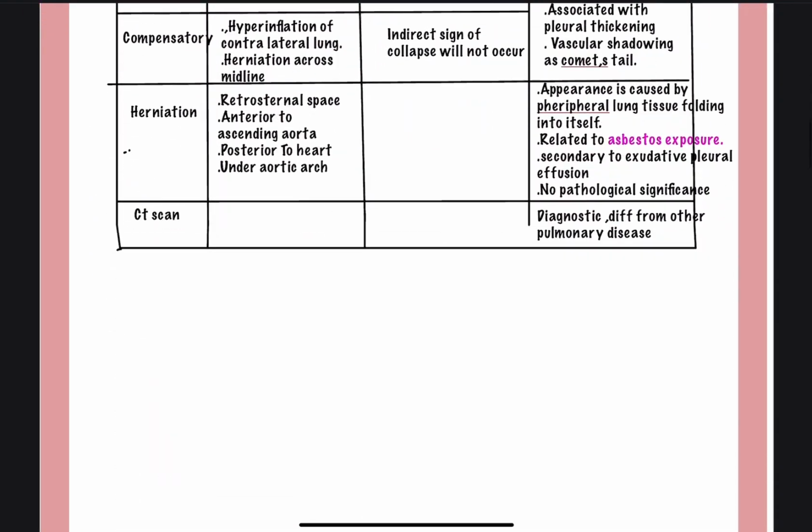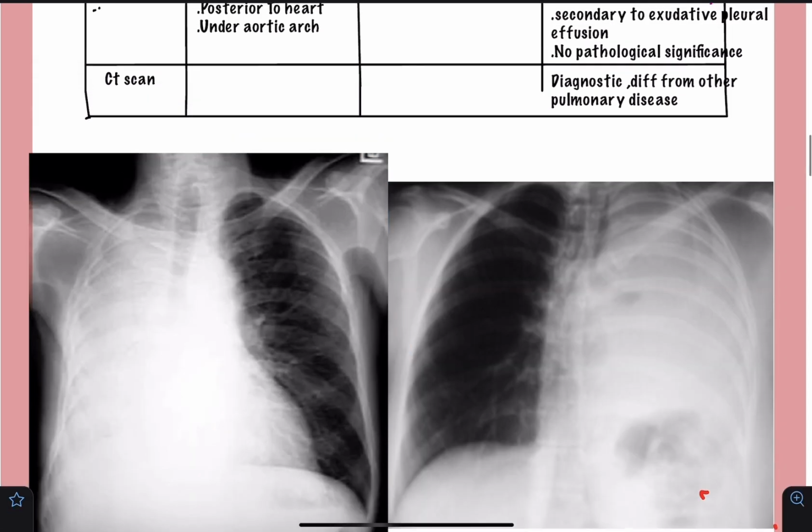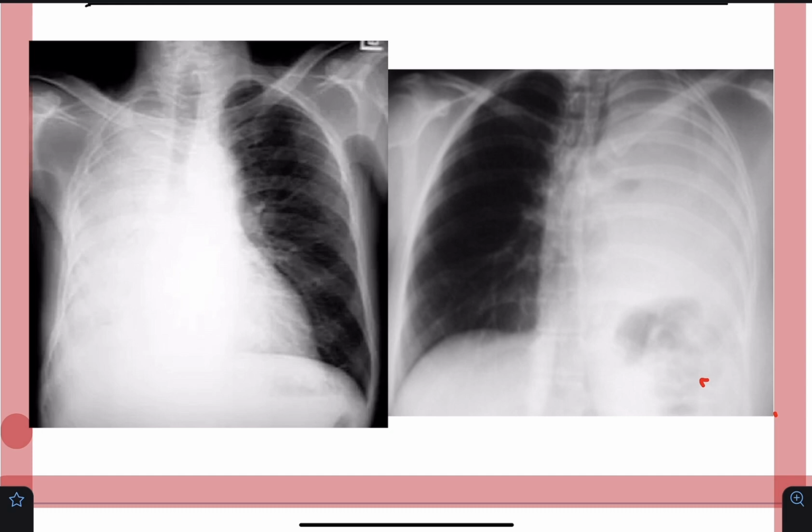The pattern of lung collapse. Now this is the picture showing the complete lung collapse. In complete lung collapse, there is a mediastinal shift. Wherever there is a collapse, the trachea and mediastinum will shift towards that side. It will pull the trachea and mediastinum toward itself. The right lung lobe is hyperinflated.